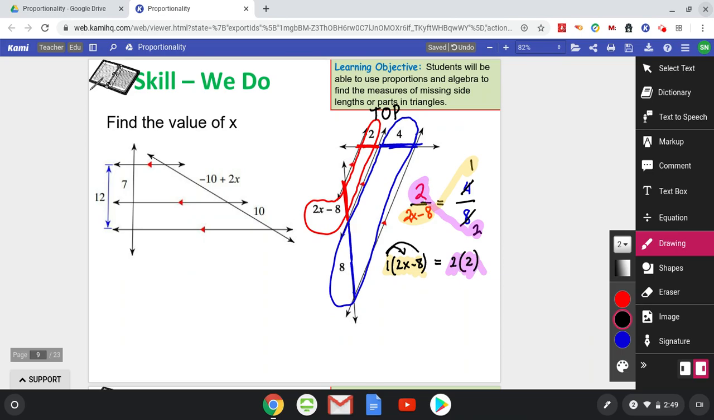Using the distributive property, I distribute the 1, which gives me 2x minus 8, because anything multiplied times 1 is itself, equals 2 times 2, which is 4. Add 8 to both sides. That gives me 2x equals 12, divided by 2, x is equal to 6.